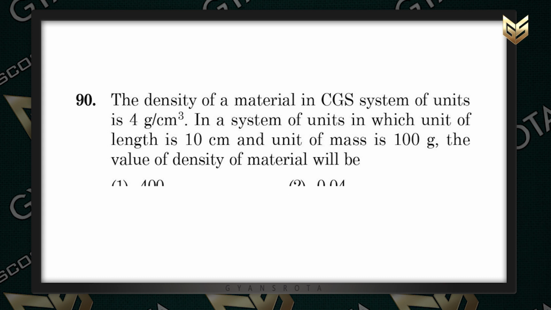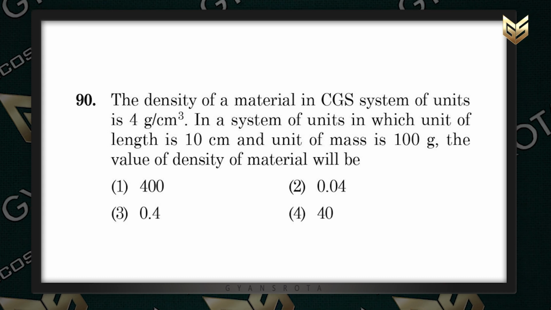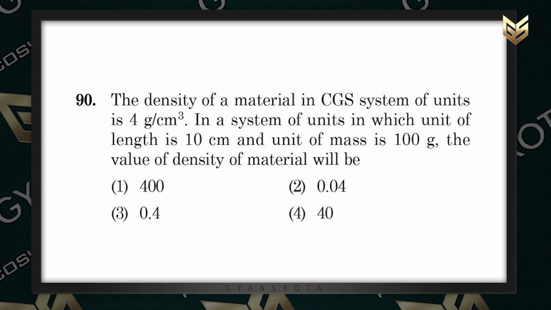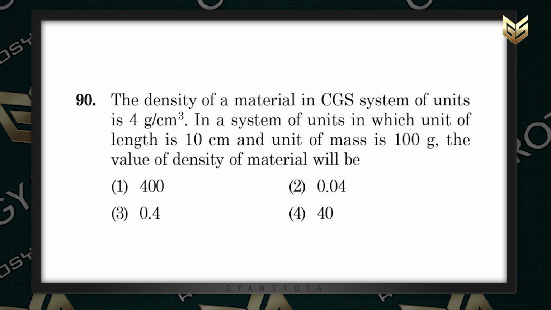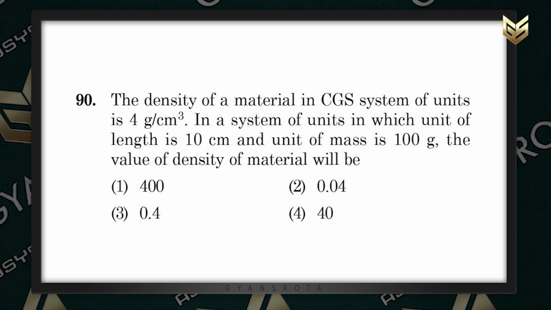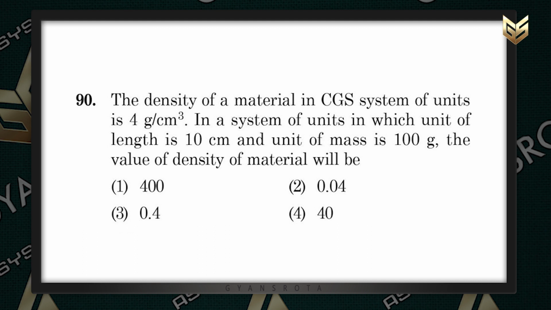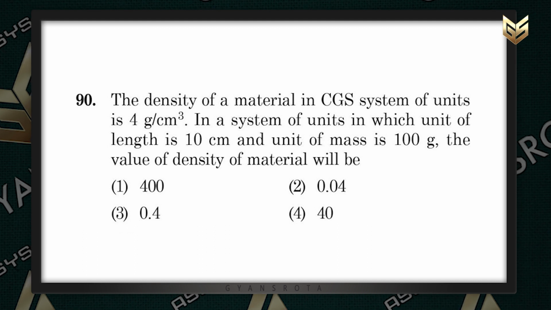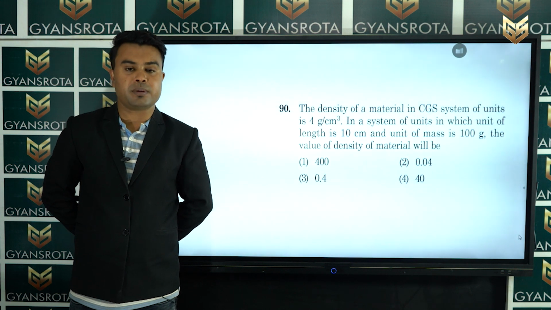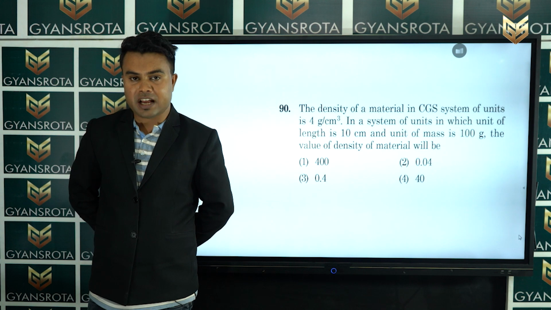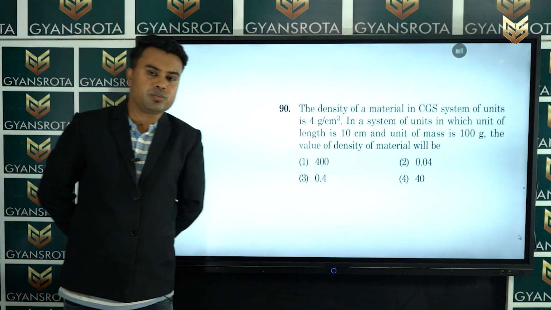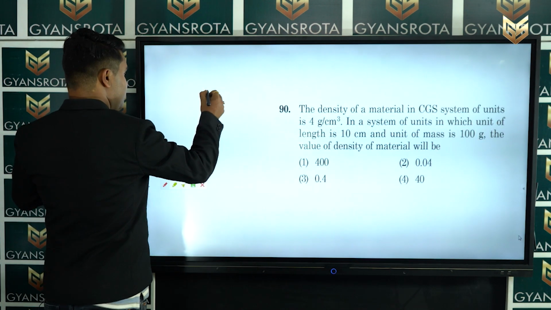The density of a material in CGS system of units is 4 gram per centimeter cube. In the system of units in which unit of length is 10 centimeter and unit of mass is 100 gram, the value of the density of material will be how much? Now, let us find out this part. This is a question from the chapter units and measurement of class 11, and let us see how to solve this one.